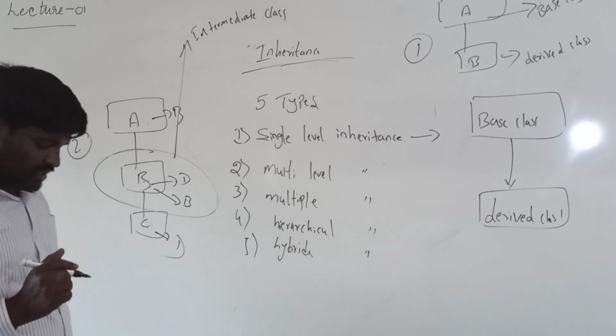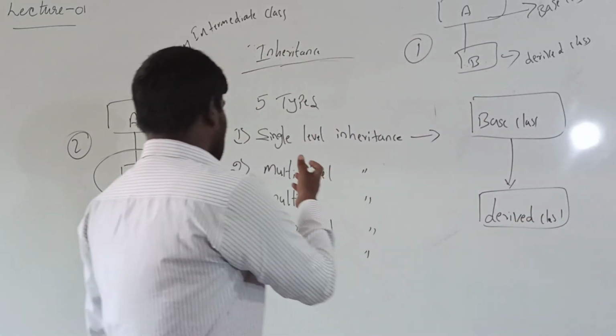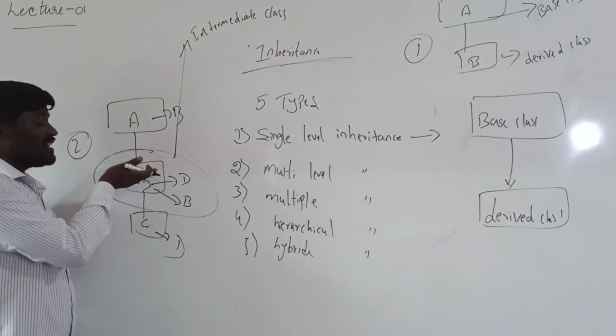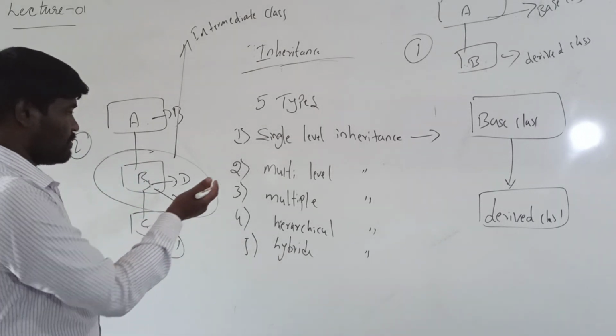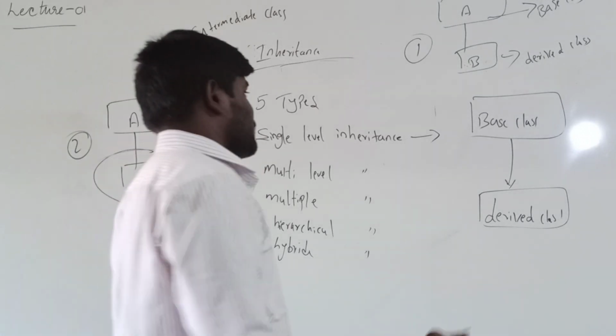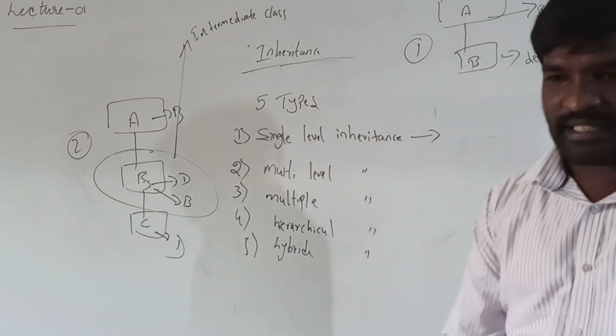Single level means it consists of only one base class as well as one derived class. In multi-level, a class is derived from another derived class. Okay, multiple inheritance.